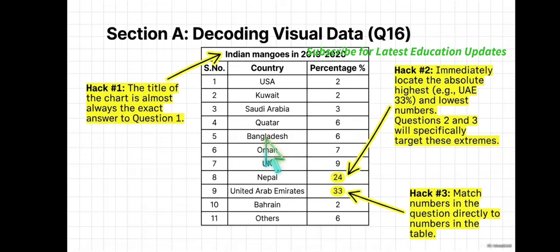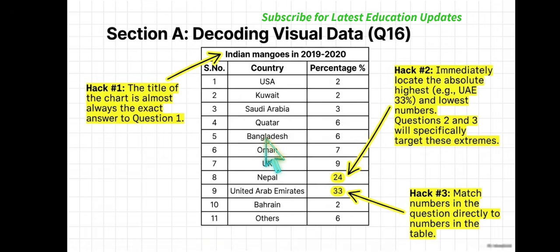Let us now move on to the next part of Section A, decoding visual data. Very important, dear students. Are you with me? The example I have extracted here is Indian mangoes in 2019 and 20. This is the extracted data with serial number, country and percentage. Here you should not miss any mark, right? 5 out of 5 you should score. So what are the different techniques?